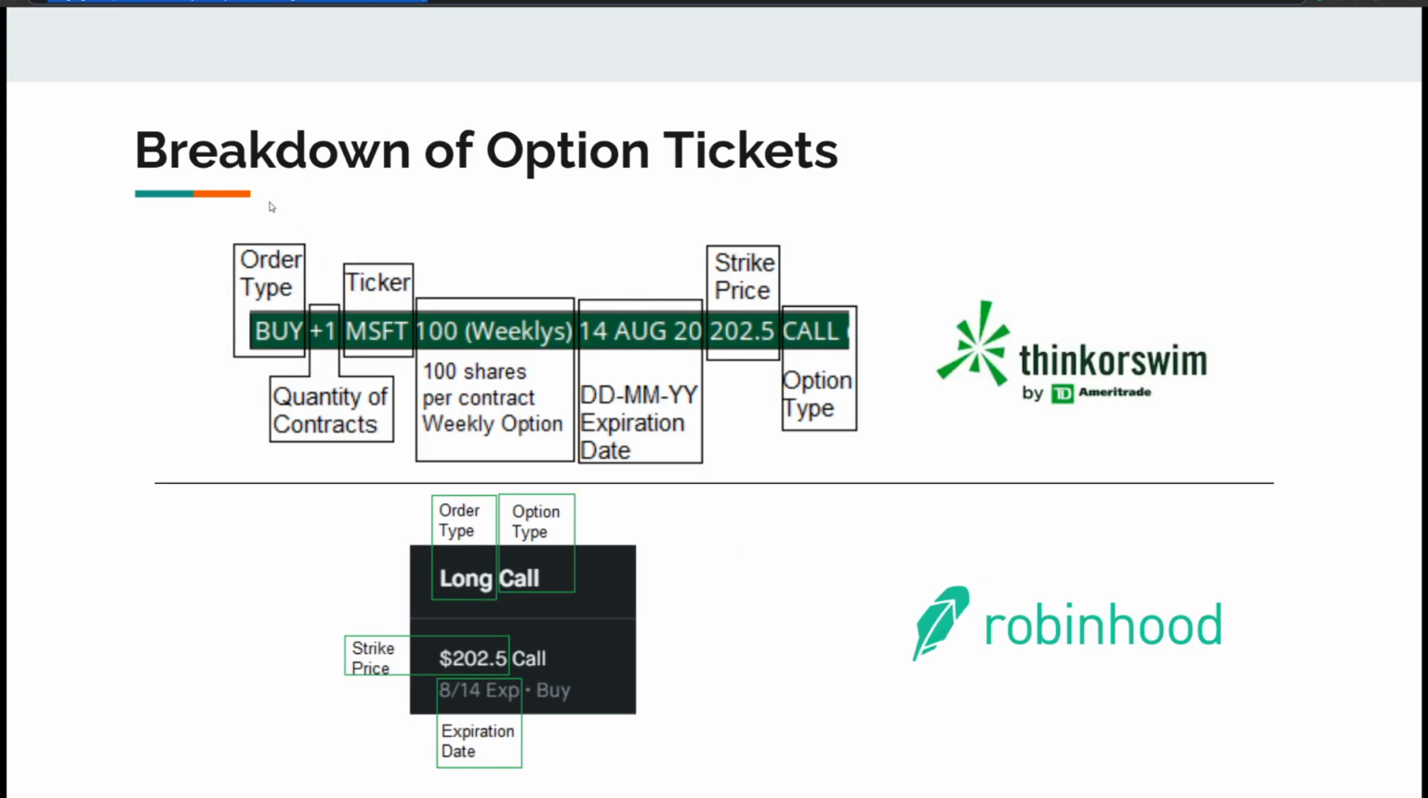Here's a breakdown of option tickets from two different platforms. Chances are you're a Robinhood trader, but either way, when you're putting in an option trade, try to understand what you're getting into. Sometimes you might think, oh, that's what I'm buying or that's what I'm selling, but always look at the ticket and make sure you're executing the trade that you really wanted to do.